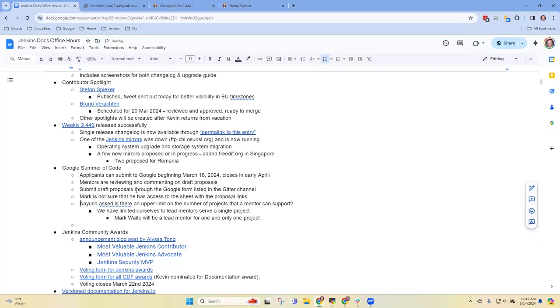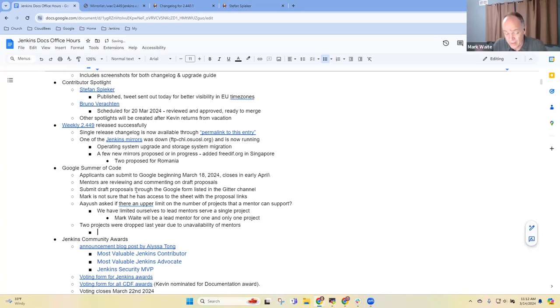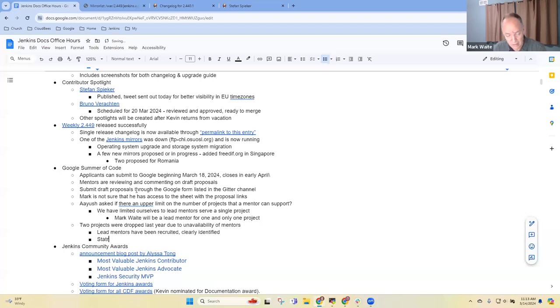So I have one more doubt. Last year we discarded two projects also due to the unavailability of the mentors. So has Jenkins made some kind of improvements this year so that we don't face this kind of problem? So yes, what we did last year, mentors have been recruited and clearly identified, let's call them lead mentors. Lead mentors have been recruited and clearly identified, and we've stated that a lead mentor will have only one project.